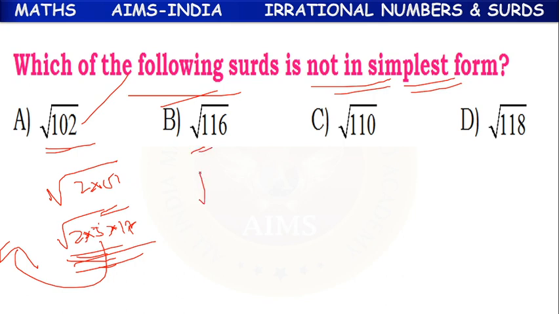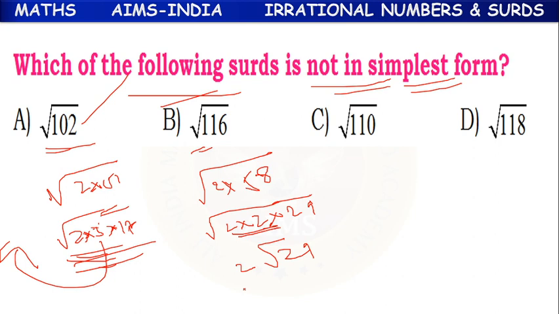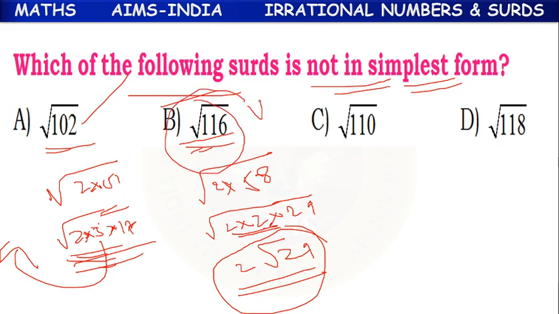Root 116. How to write it? 2 into 58, 2 into 29. So out of 2 2's, 1 2 will go outside. We can write it as 2 root 29. But they have given root 116, so this is not in the simplest form. So this is the answer.